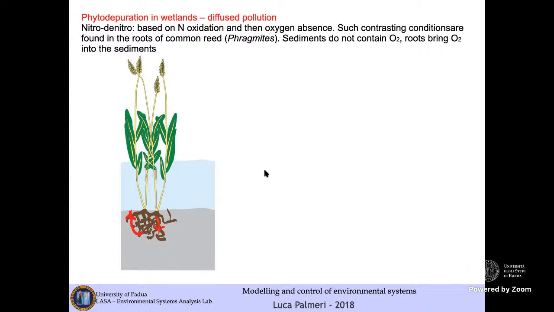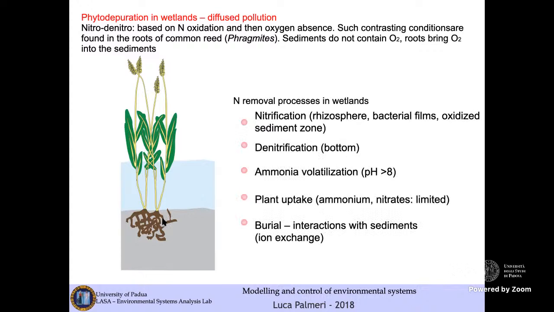denitrification, that might be a relevant process in diffuse pollution treatment. So remember that nitro-denitro conditions depend on the presence of oxygen. So you shall have condition of oxygen presence for oxidation, nitrification, and condition of oxygen absence for denitrification, and typically you find this type of condition in the root zones.